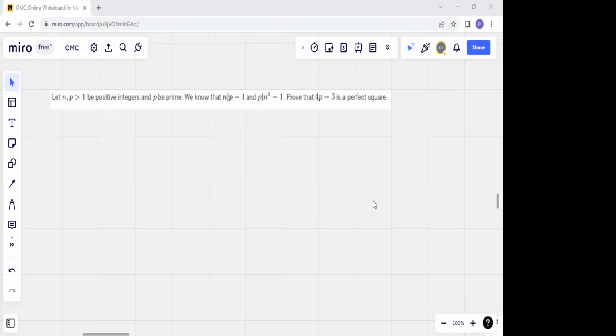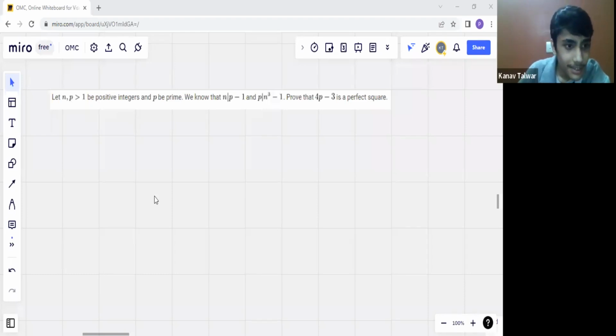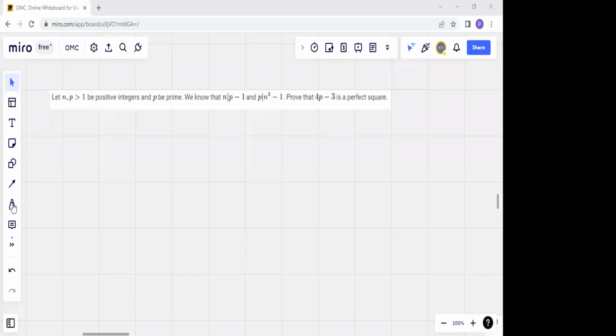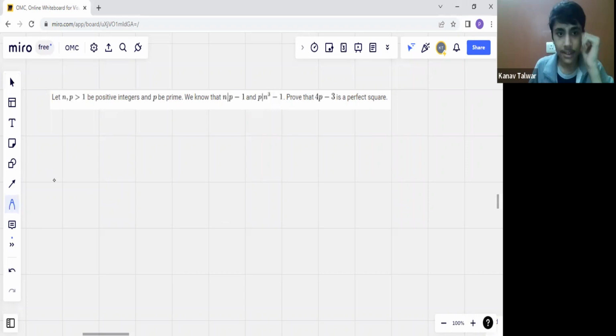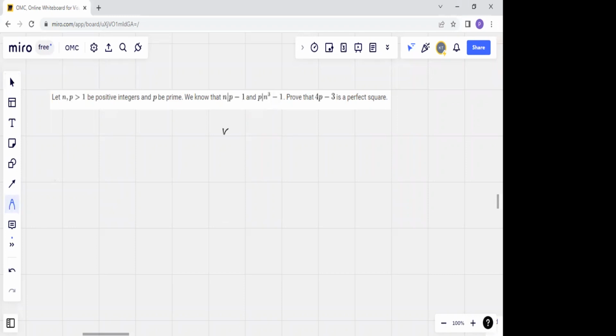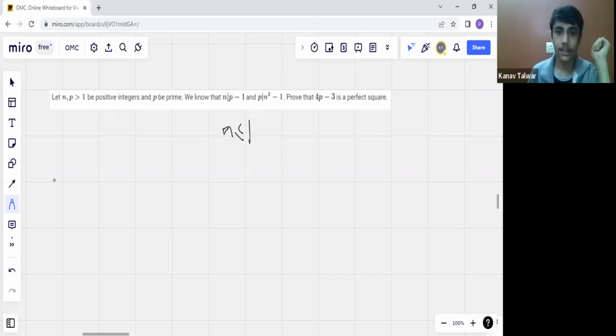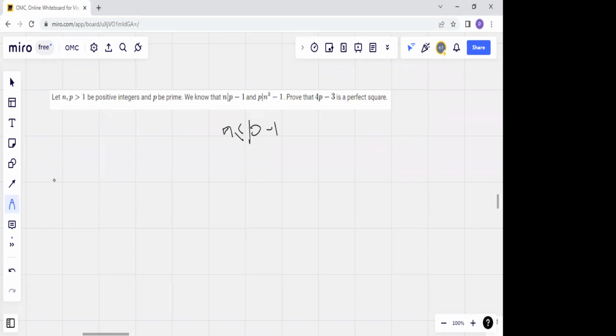Okay. So since n divides p minus 1, you have n less than or equal to p minus 1. Is my voice still cutting? It's much better. So n divides p minus 1, which implies p is greater than or equal to n plus 1. Which means p cube is greater than or equal to n plus 1 cube.